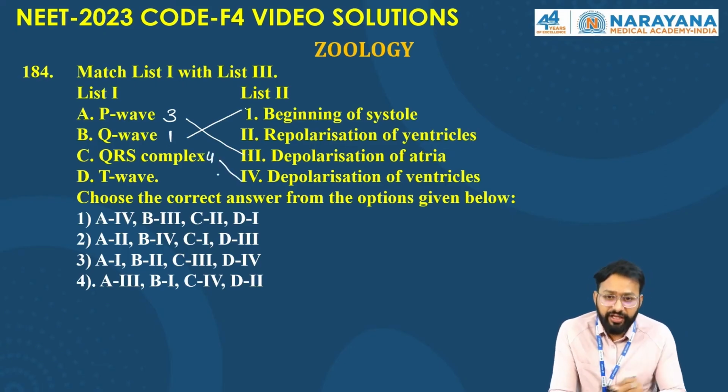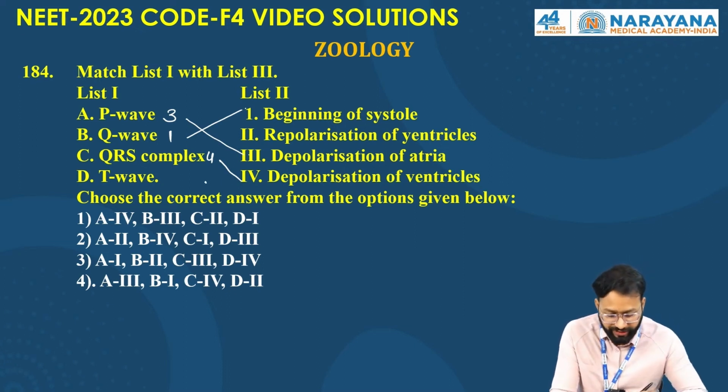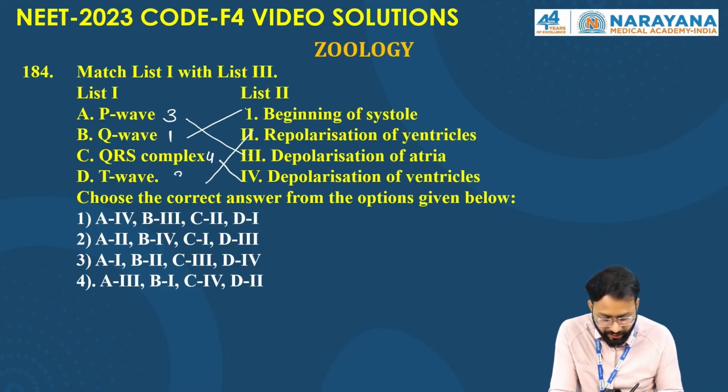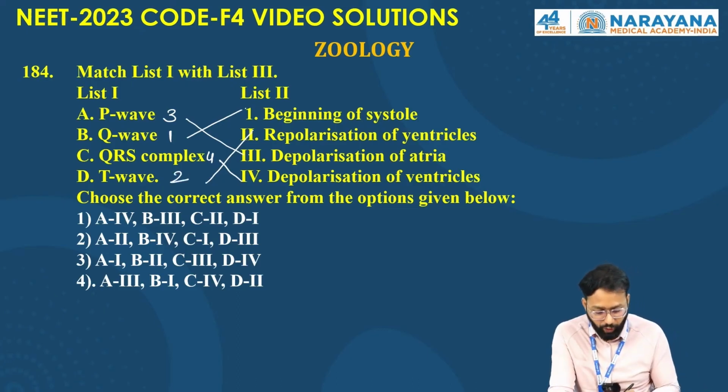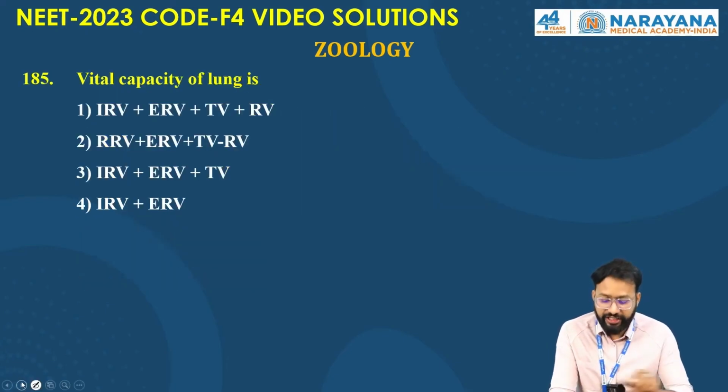And the T wave causes repolarization. It represents repolarization of the ventricles. Right? So 3, 1, 4 and 2. Option 4.